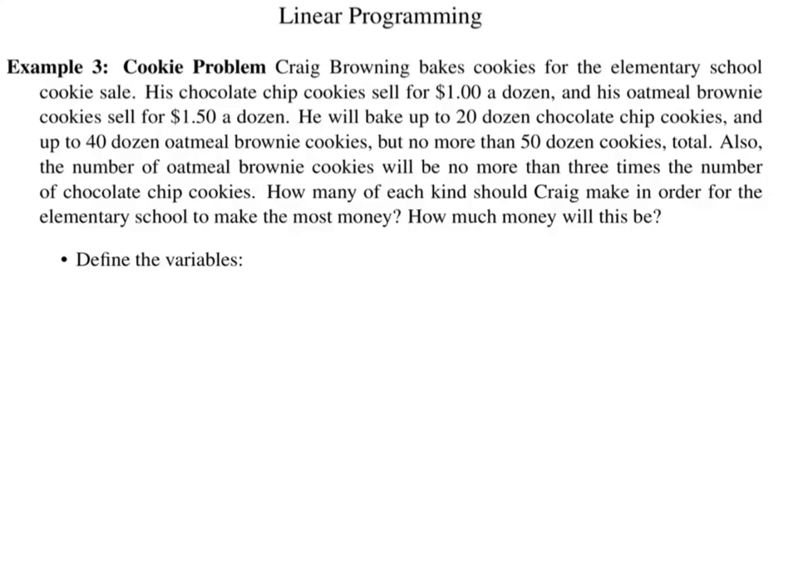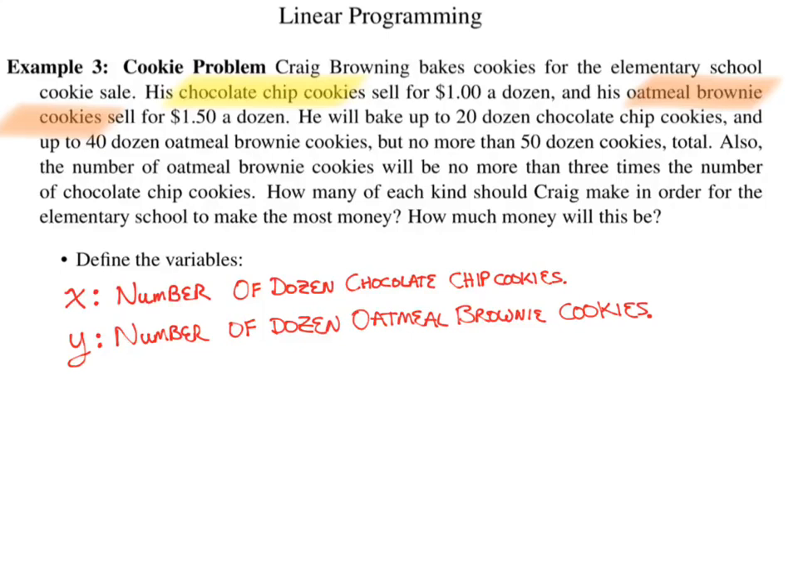We need to begin by defining some variables here. So one of them is going to be for, well, they got choices, right? One of them is going to be about the chocolate chip cookie situation. One of them is going to be about the oatmeal brownie situation. So I'll have one variable be the number of dozen of chocolate chip cookies, and the other variable will be the number of dozen of oatmeal brownie cookies.